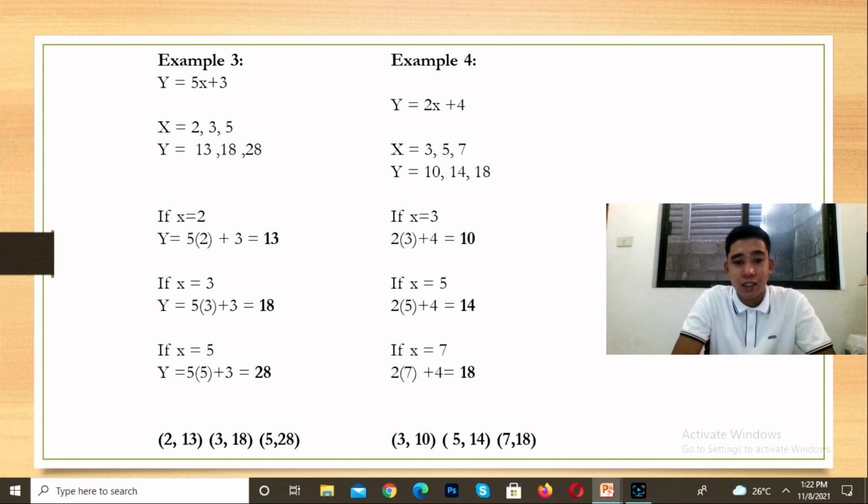Dito naman sa pangalawa, 2x plus 4. Given na yung x natin na 3, 5, saka 7. Ang hahanapin daw natin kung ano yung y. So, isa-substitute natin yung 3 doon sa 2x plus 4, magiging 2 times 3, 6 plus 4 equals 10. Sunod yung 5 naman. 2 times 5 plus 4 equals 14, kasi 2 times 5, 10 plus 4, 14. Sa 7 naman, 2 times 7 equals 14 plus 4, 18. So, ang x natin ay 3, 5, and 7. And yung y ay 10, 14, and 18.